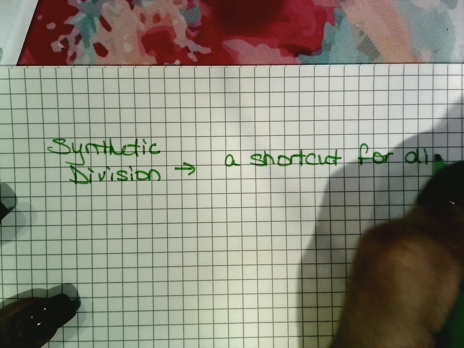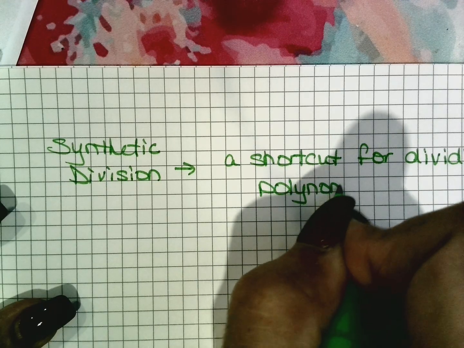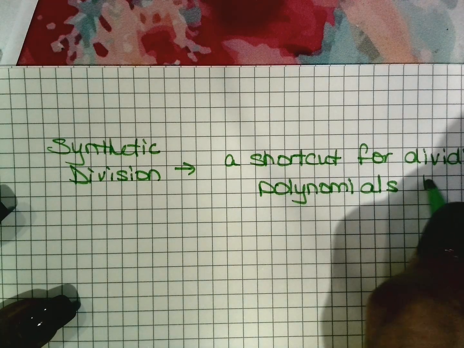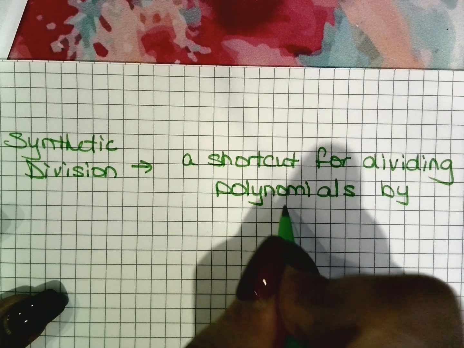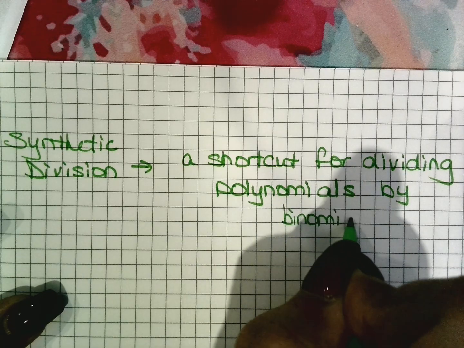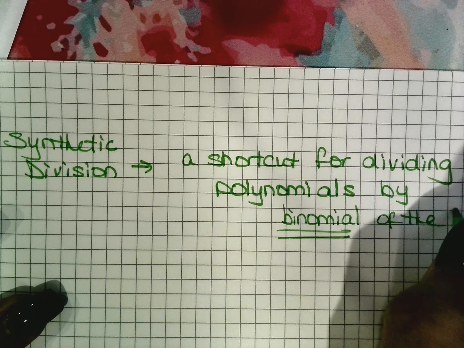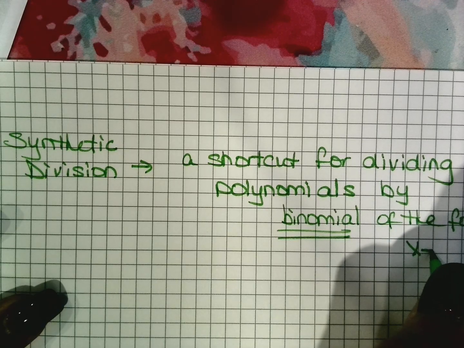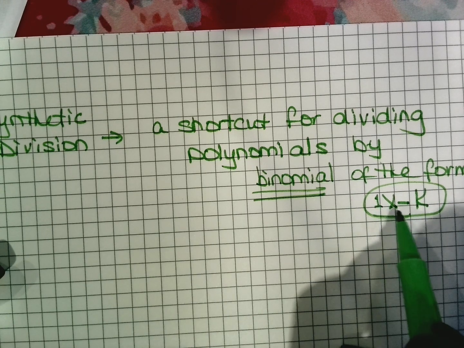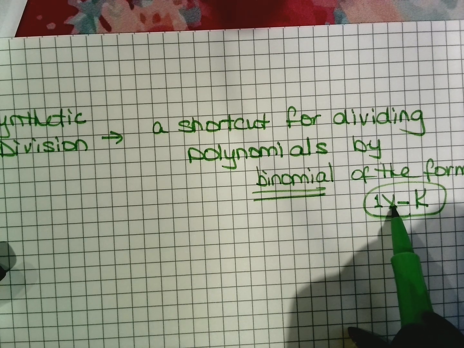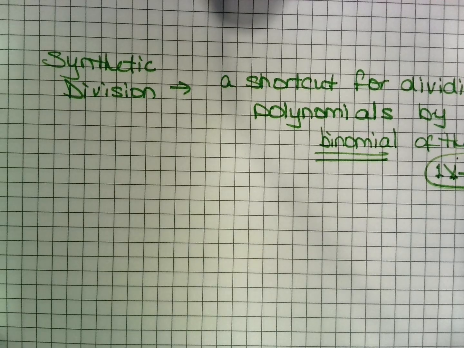for dividing polynomials, because it only works when what you're dividing by is a binomial. So it has to be only two terms, and it has to be of the form x minus k. So that means your coefficient here has to be a 1. It can have two terms, but this has to be an x to the first. This has to be a 1, and yeah, so those are your restrictions.